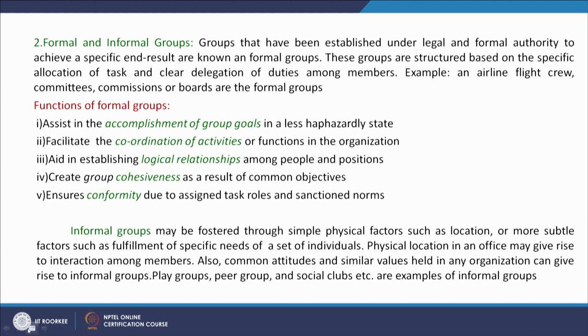And the most important is that formal groups ensure conformity due to assigned task roles and sanctioned norms. That means that when there is allocation of tasks to every member based on the expertise, then people tend to conform. There is compliance, there is obedience to the norms that have been established to work based on that committee or board. That means people are abiding by their expertise, and at the same time they are abiding by the rules and norms that have been established to achieve that goal. So these are the specific characteristics of any formal group.